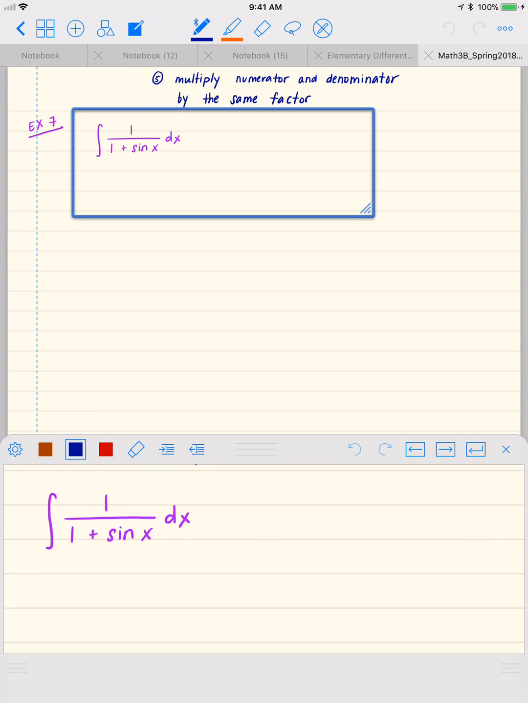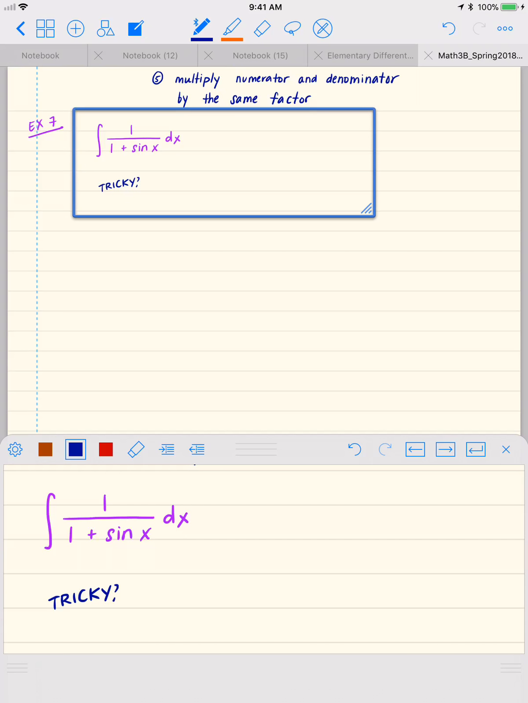Now this technique is going to be on the tricky side, because the question is, how do you know what you should multiply the numerator and the denominator by? It's very similar to rationalizing a denominator, where maybe if you have a square root in the denominator, you multiply by a factor which is going to capitalize on the difference of squares. So we're going to do the same thing here.